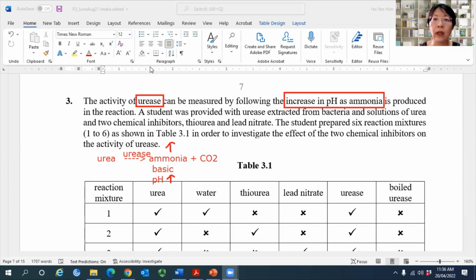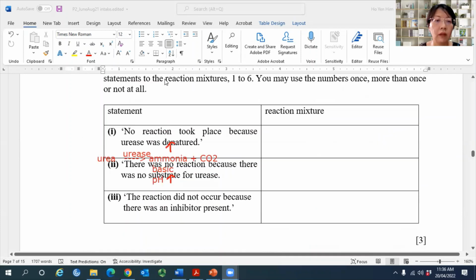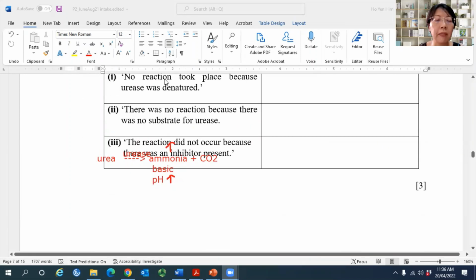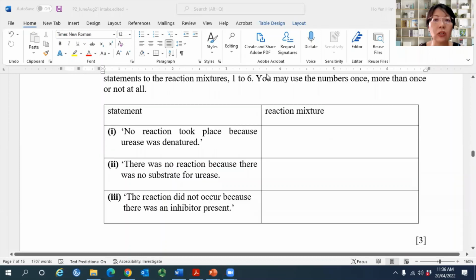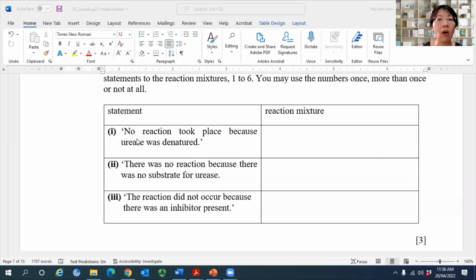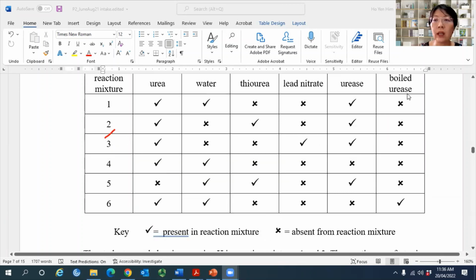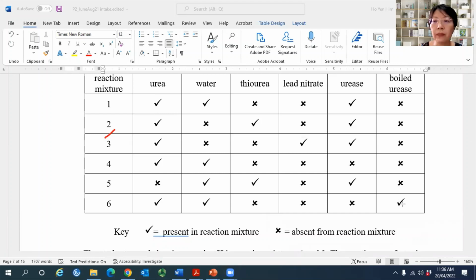So the question asks the student, there are 3 statements that are given. The students are asked to match each statement to the reaction mixture where this occurred. The first one is very easy: no reaction took place because urease was denatured. So check which one has denatured urease. Boiled urease, right? This one here. The urease is boiled, so it's denatured. So therefore the answer is 6.